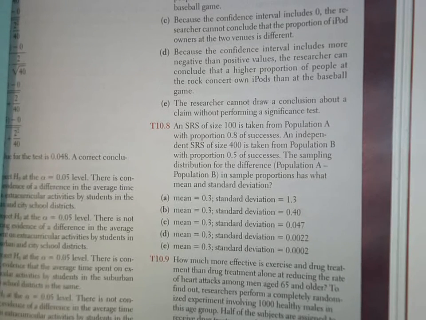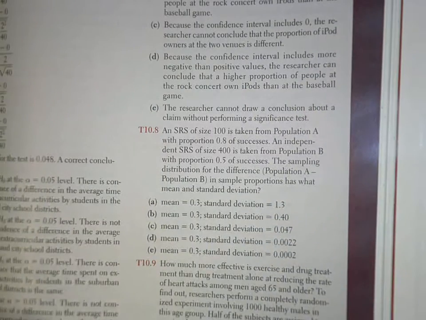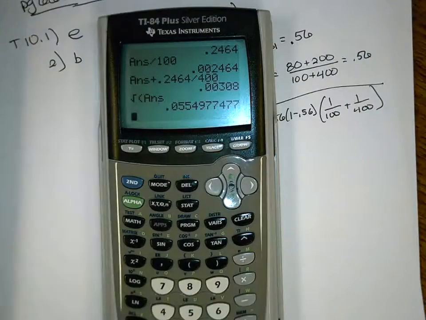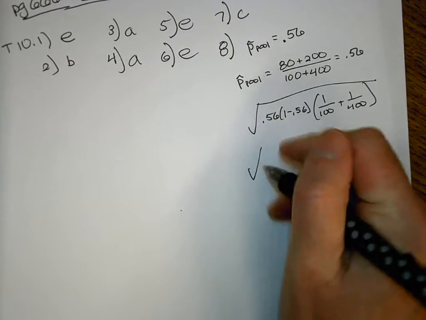Very interesting. Okay, I'm stumped. Well, even if we did pool, we got 0.055. And the closest answer is this one, C. Not pooling, because I blew it, sorry guys.